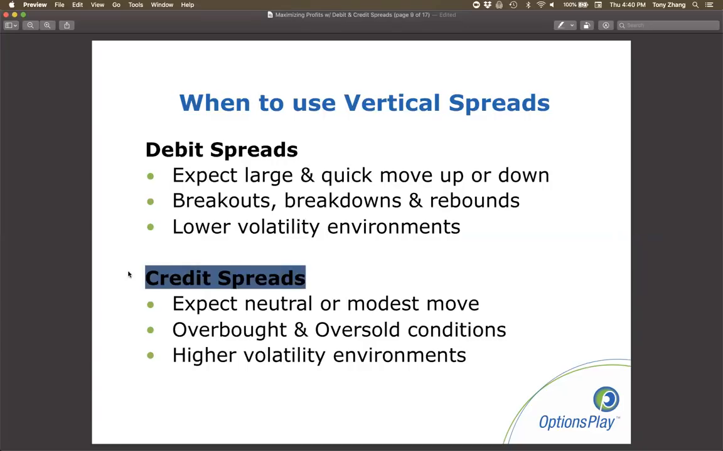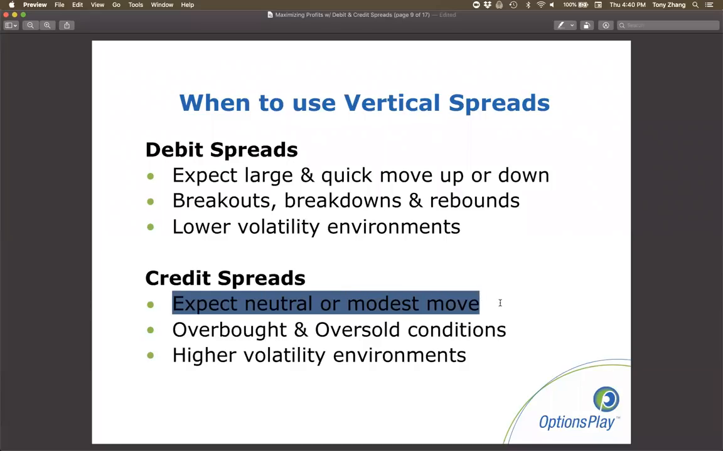When you're selling credit spreads, this is really when you're expecting a neutral or modest move. So if you expect that the stock is near a floor or support level, and you don't think it's going to go any further, but you also don't know that it's going to rally, that's when you want to sell a credit spread. When you think that the stock's just not going to make a big move, but you are fairly certain that it's not going to continue going in the other direction.